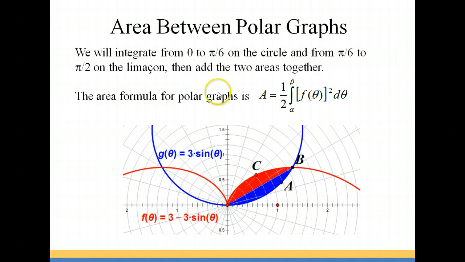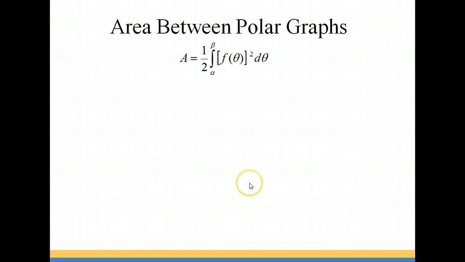Okay, so the area formula for polar graphs that we're going to use is 1/2 the equation squared d theta, and then our endpoints of integration. Since we really have two different integrations to do, we're going to integrate the circle from 0 to pi over 6 and integrate the limacon from pi over 6 to pi over 2, and then add those two areas together to get our entire area.